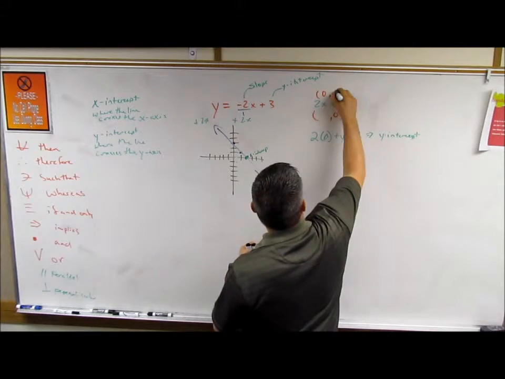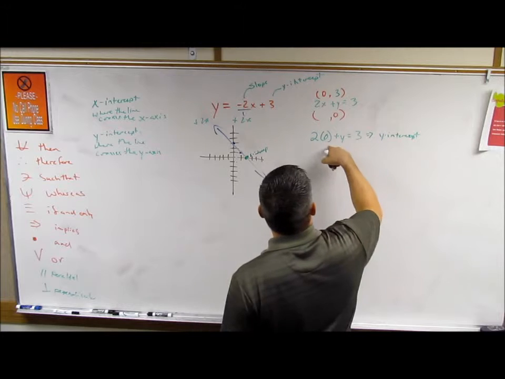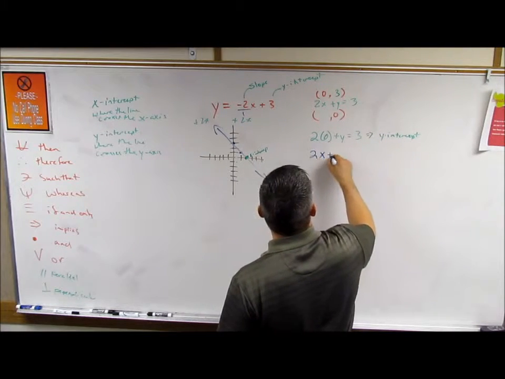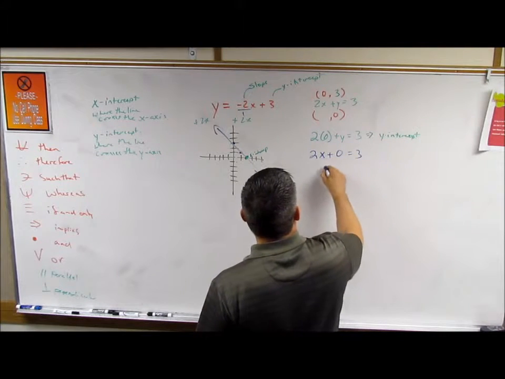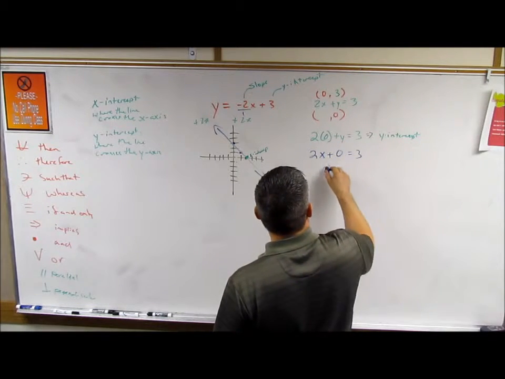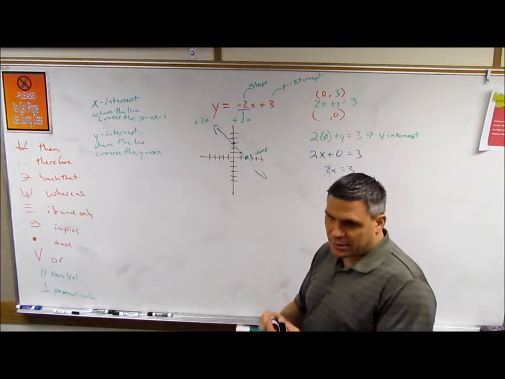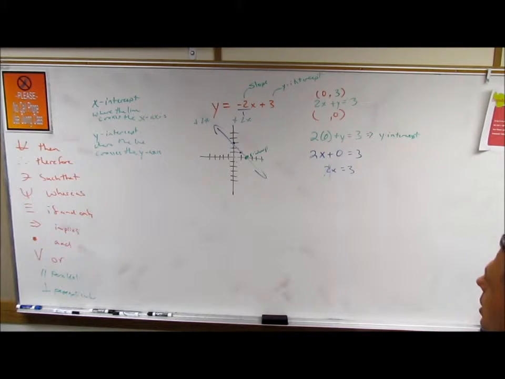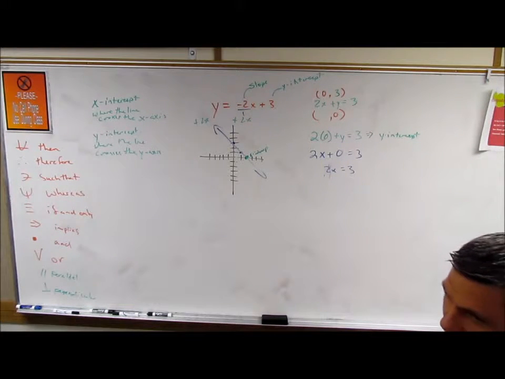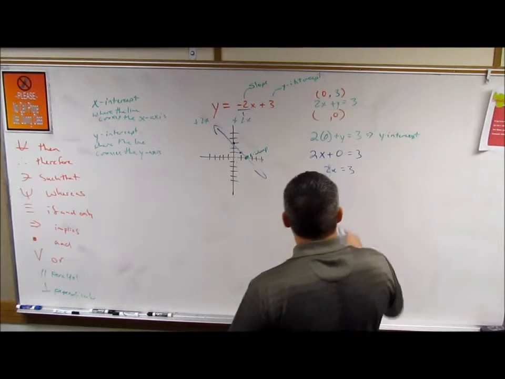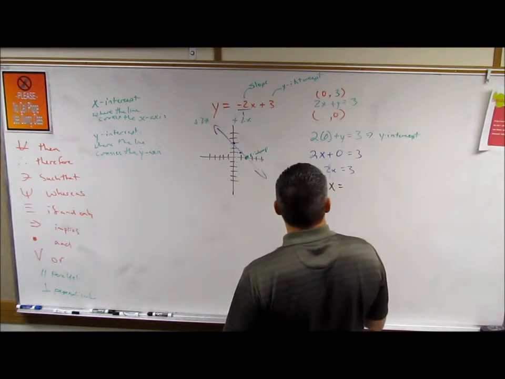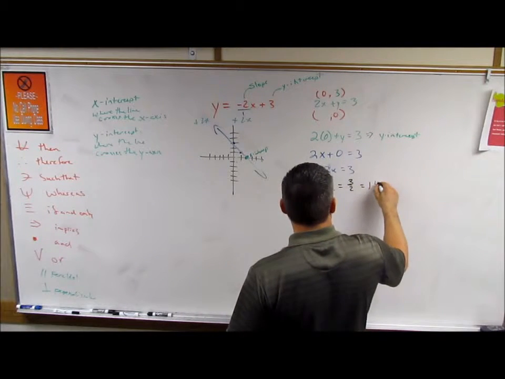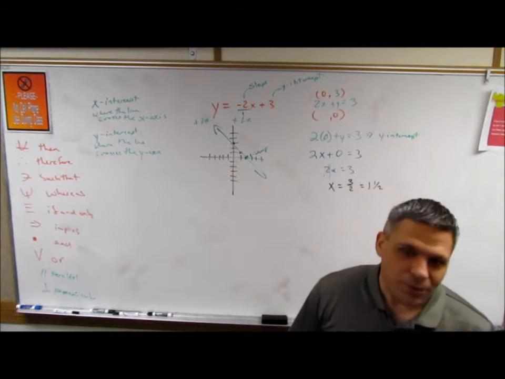So 3, and the x-intercept would be plugging in a 0 for y. So now I have 2x plus 0 equals 3. So I have 2x equals 3, right? 2x equals 3, so x equals what? 3 over 2, which is 1.5. Good. So it wasn't 2.